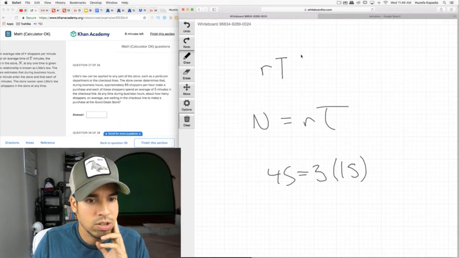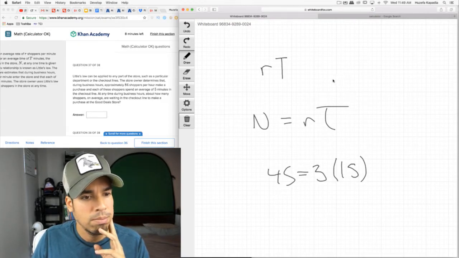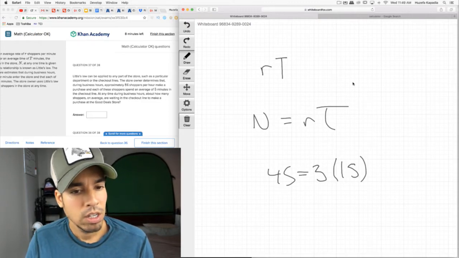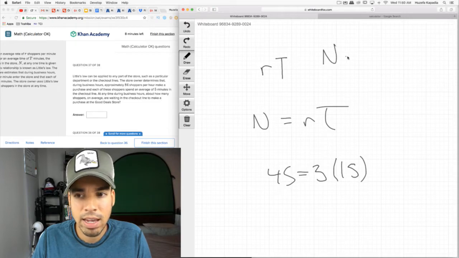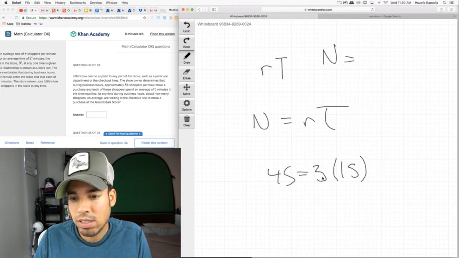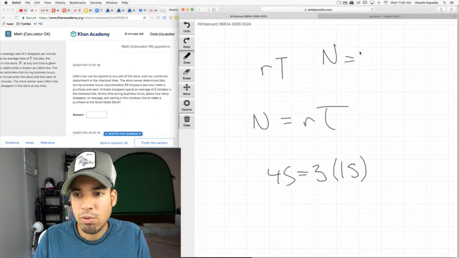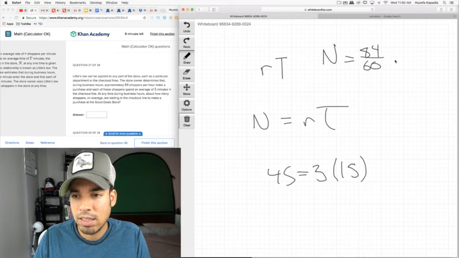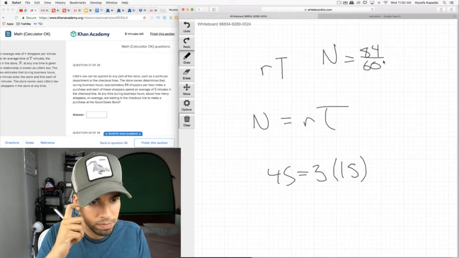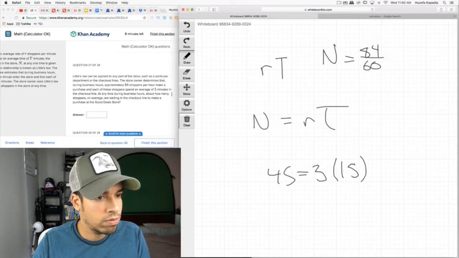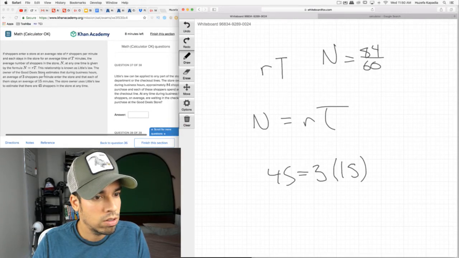In particular, the store owner determines that during business hours, approximately 84 shoppers per hour make a purchase, and each of these shoppers spends an average of 5 minutes. So in this case, N equals, this is 84 per hour, but this is again going to be per minute, right? So in this case, it would be 84 divided by 60, that's per minute, and each one spends an average of 5 minutes. Did it say checkout line or is 5 minutes in the store? In the store.